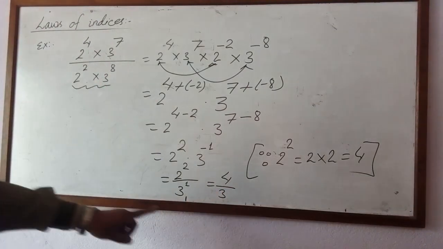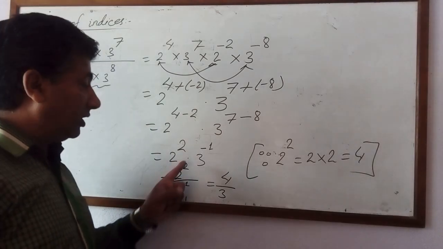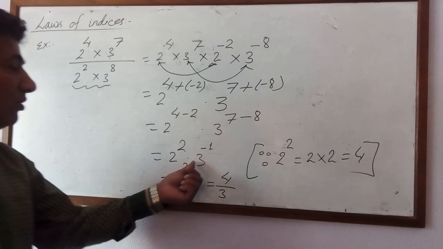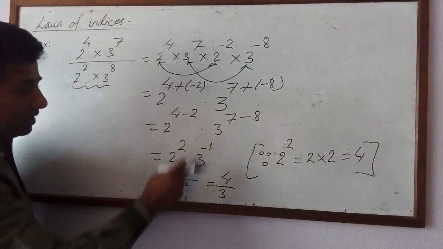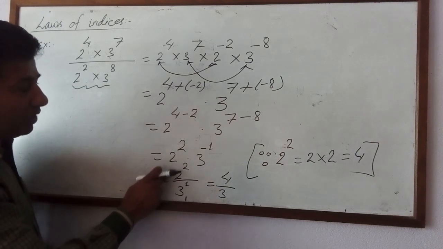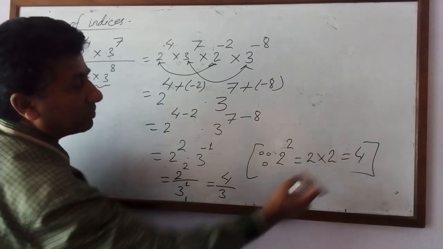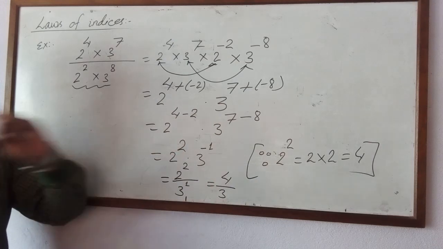Now, this 3 has power minus 1. Generally, power is written as positive. Here 3 is on the numerator side right now. When we bring it down, to make it positive, we have to change the sign. It has negative, and when we bring it down, it will be positive. 2 squared means multiply 2 by itself, 2 times 2 is 4, so 4 by 3. This is the answer of this one.